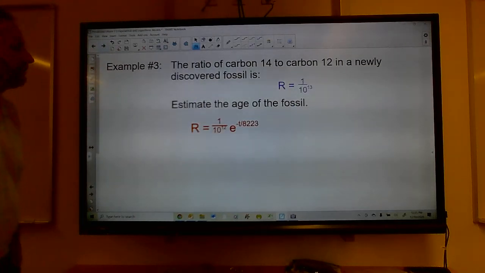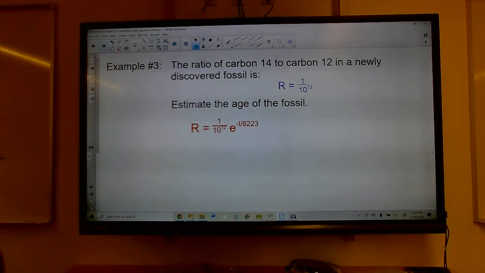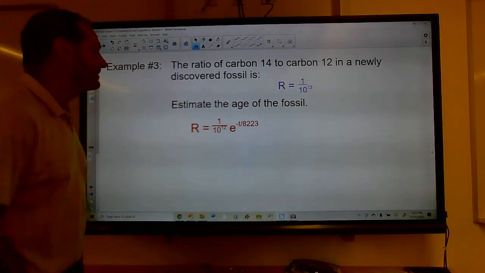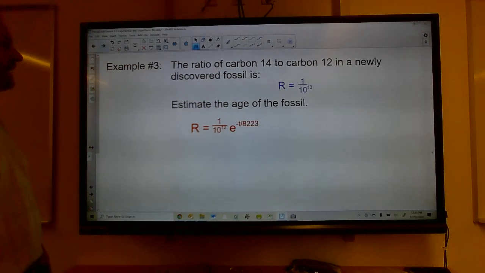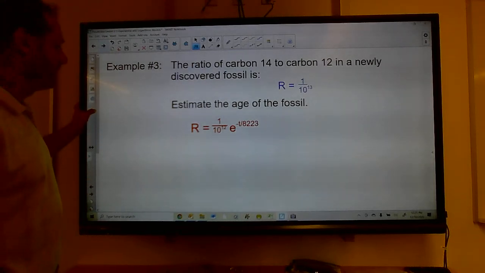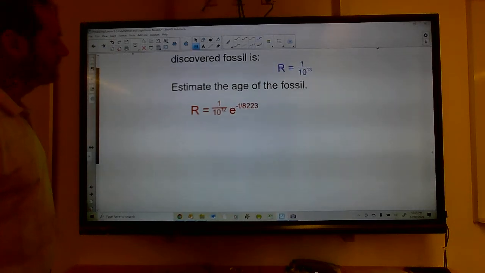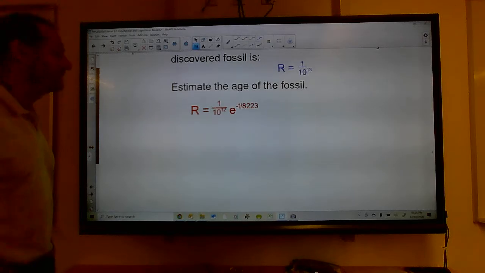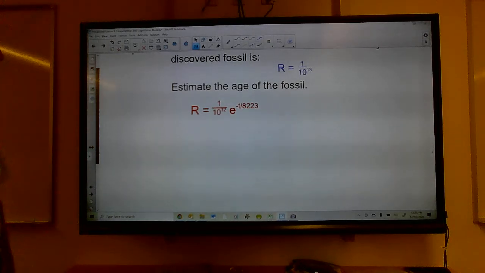All right, the ratio of carbon-14 to carbon-12 in a newly discovered fossil is R equals 1 over 10 to the 13th power. Estimate the age of the fossil. Okay, and we know that R is 1 over 10 to the 12th power, e to the negative t divided by 8,223.